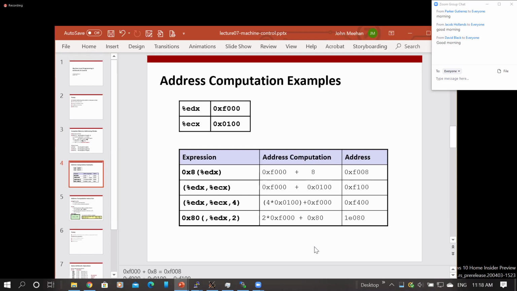Everybody see why 2 times F is 1E? Think of it in decimal. F is 15. 2 times 15 is 30. What's 30 in hexadecimal? It's 16 plus 14. 16 is the 1. The 14 is the E.